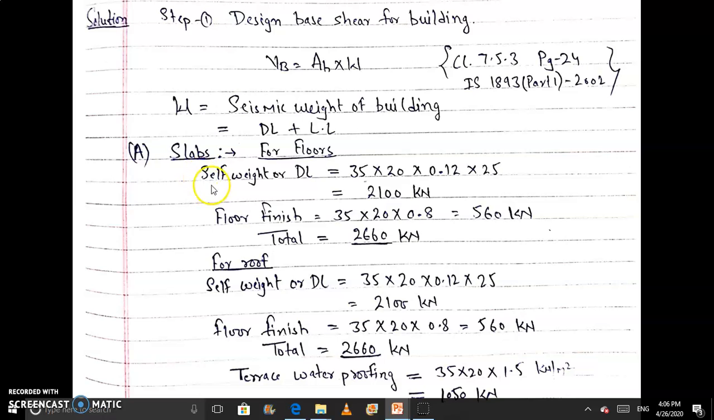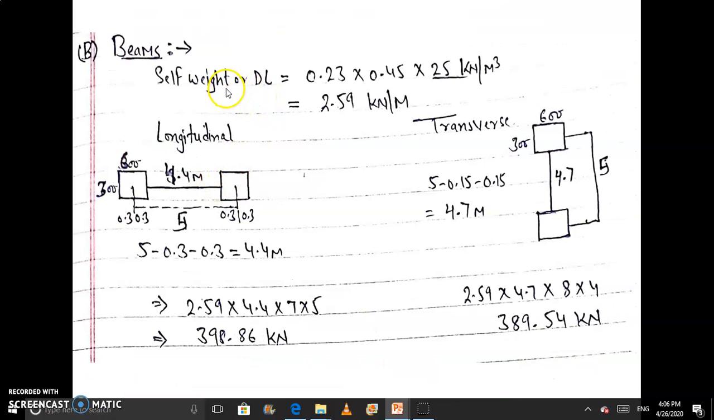Same we have to find for a beam. So for finding the beam we have given dimension 230 mm into 450 mm. So here we convert in meter. So 0.23 into 0.45 meter. Here we have to multiply with density, and the unit of density is kilonewton per meter cube. So here we get 2.59 kilonewton per meter. But we have to find value in kilonewton.